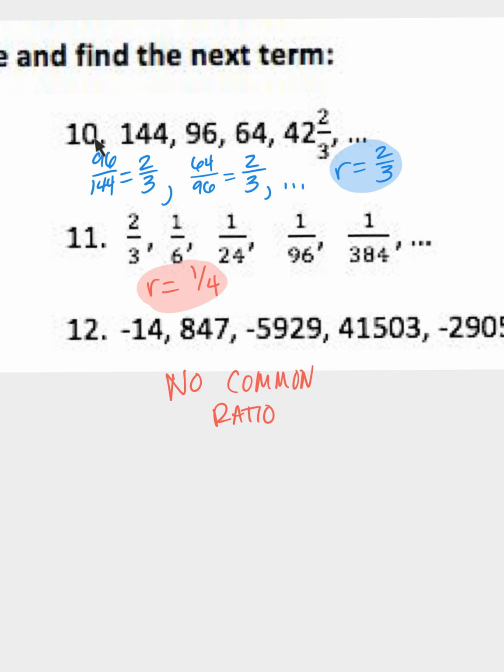Alright, so here are the answers for 10, 11, and 12. Your common ratio here is going to be 2/3. For 11, your common ratio is going to be 1/4. And then for 12, there is no common ratio.